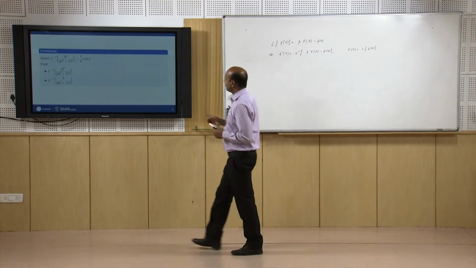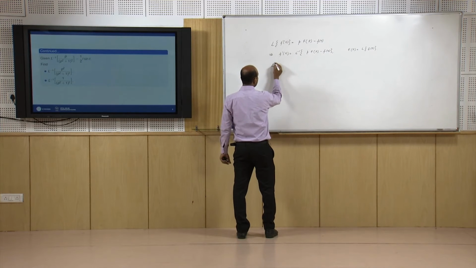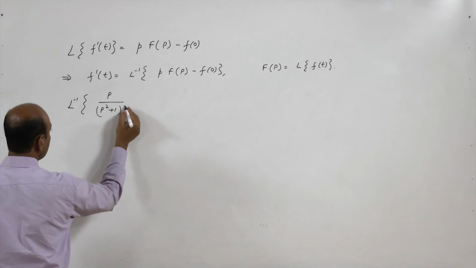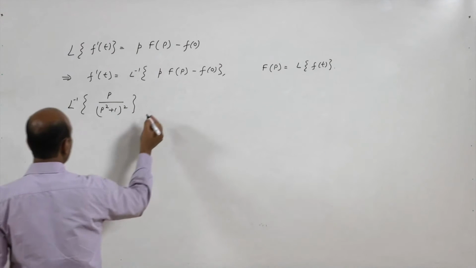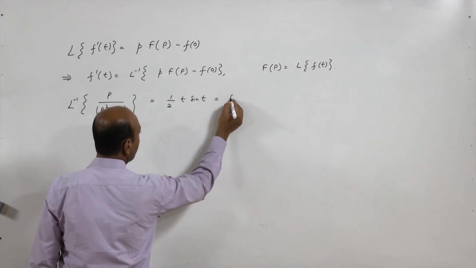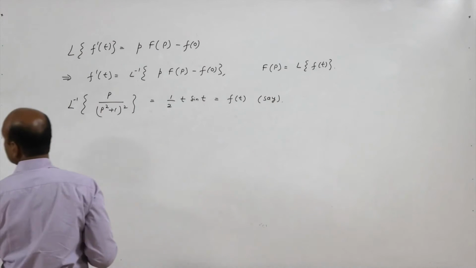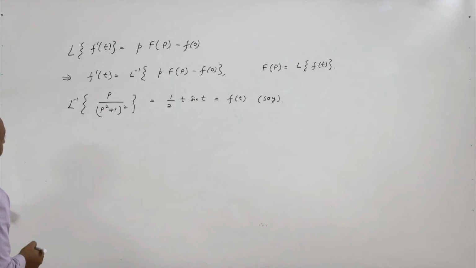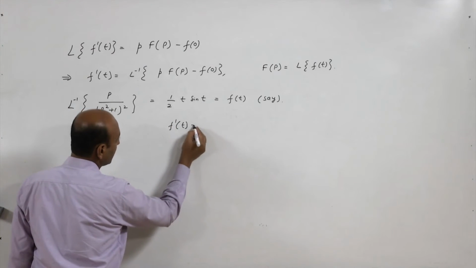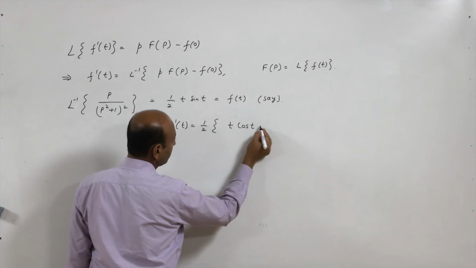Now it is given to us that Laplace inverse of p upon (p square plus 1) whole square is equal to 1 by 2 t sin t. It is given to us in the problem. So suppose it is f(t), say. If it is f(t), what is f dash t? It is 1 by 2 (t cos t plus sin t).